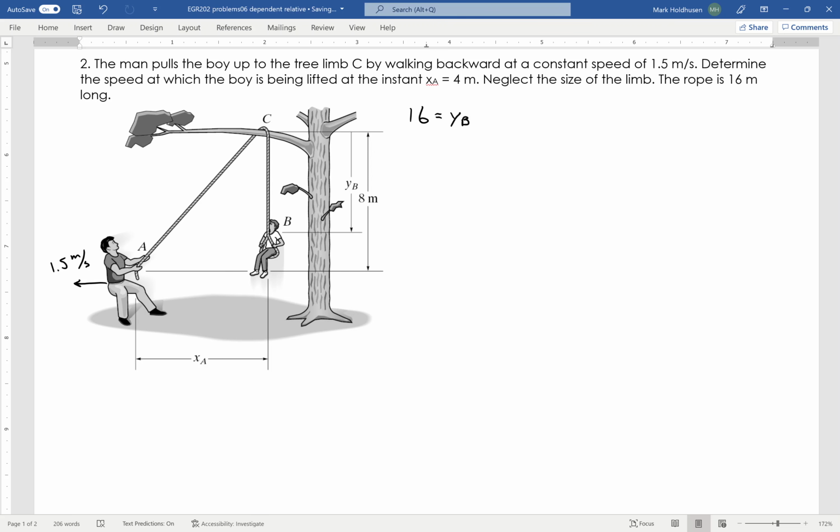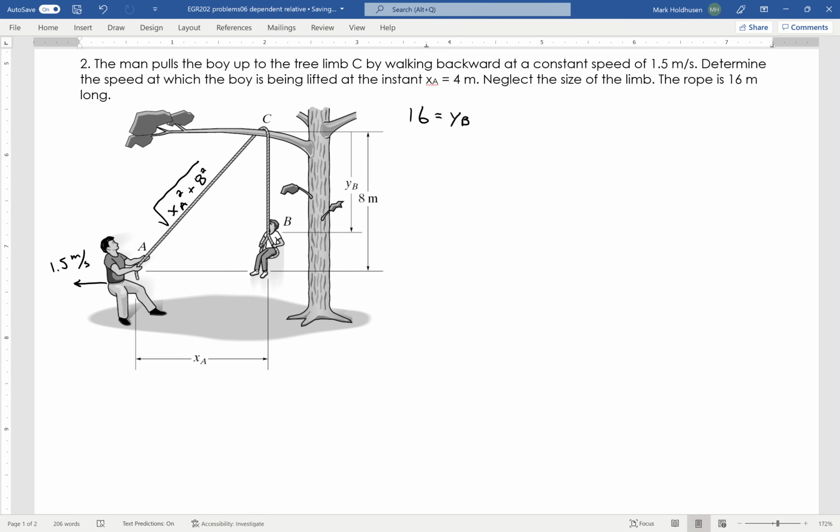What I've got is a Pythagorean theorem idea here, where I'm going to take the square root of xa squared, the distance of that side of the triangle, and then the distance of the other side, which will actually be 8. You might think it's yb, but remember, that guy isn't moving up with the boy. He's at a fixed distance below the branch of 8 meters. So it'll be plus 8 squared. And that 8 is going to remain constant as he moves backwards. He's not moving up and down. He's at a fixed height, 8 meters below that.